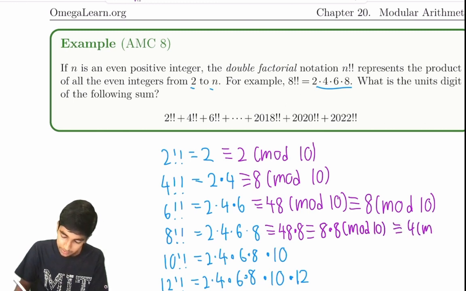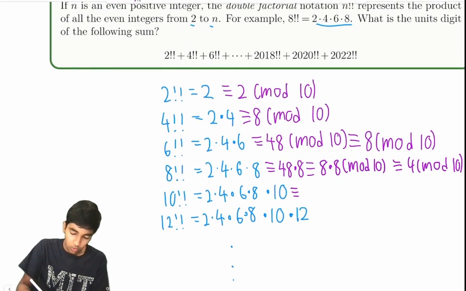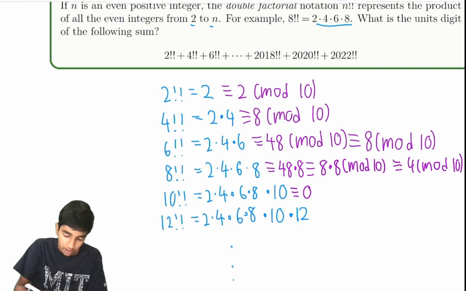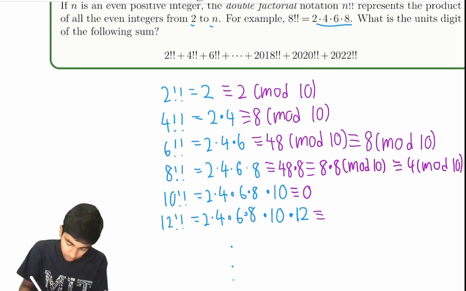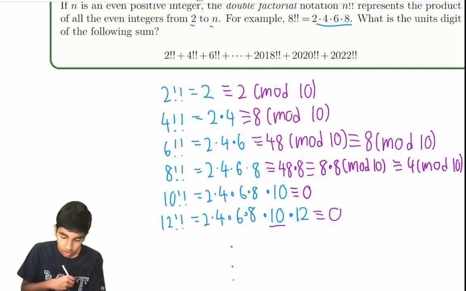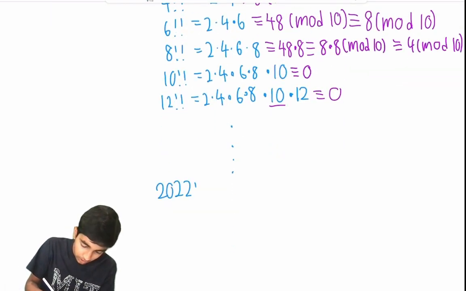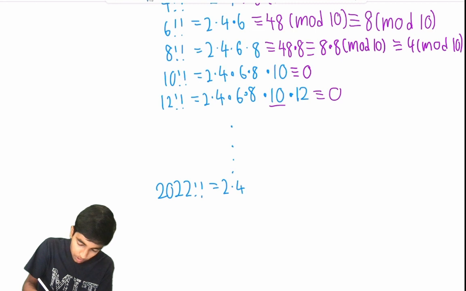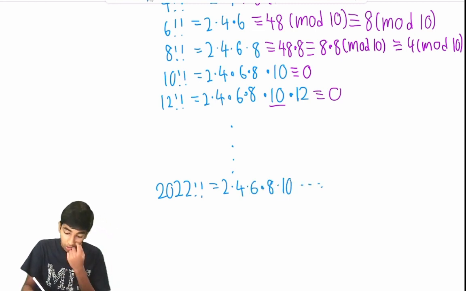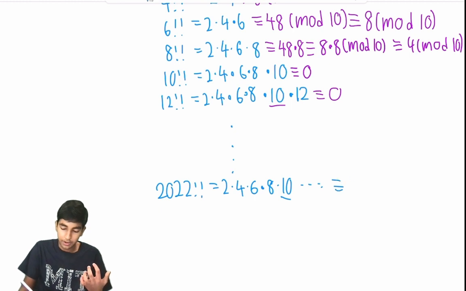4 mod 10, right? Because 64. And this over here, oh, we're multiplying by 10, so it's 0 mod 10. It's a multiple of 10. Next one, oh, multiplying by 10 again, 0. All the way till 2022 double factorial. That's 2 times 4 times 6 times 8 times 10, dot, dot, dot. It's also a multiple of 10, which is 0 mod 10.